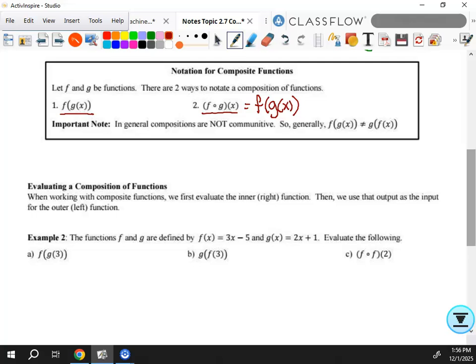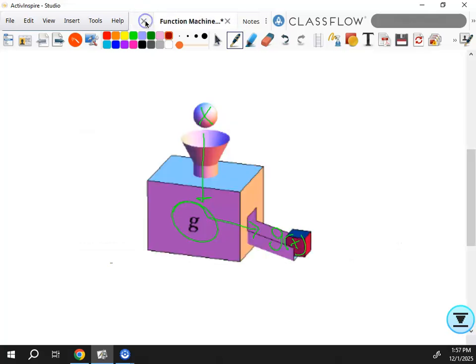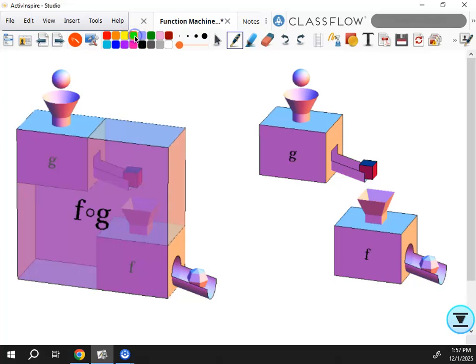But an important note is that in general, compositions are not commutative, which means you can't go the opposite way. So generally, f of g of x does not equal g of f of x. Is it possible? Sure. You could have two functions where that happens, but just because it happens once doesn't mean it happens every time, and it's absolutely not going to happen every time. So let's go back to our function machine, and here we've got the fog, or the f of g of x.